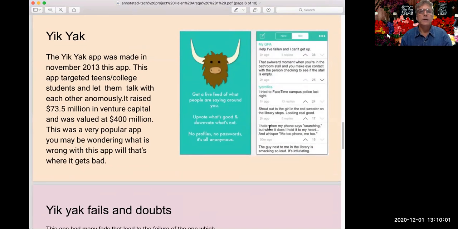Yik Yak. Yik Yak was an app made in 2013. This app targeted teens and college students to let them talk with each other anonymously. It raised 73.5 million in venture capital and was valued at 400 million. This was a very popular app. You may be wondering, what is wrong with this app? Well, that's where it gets bad.